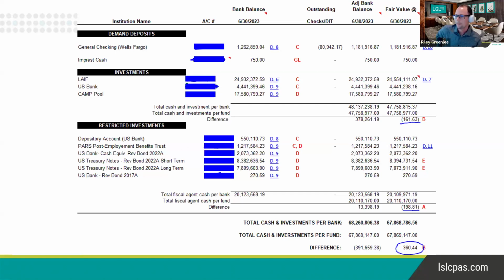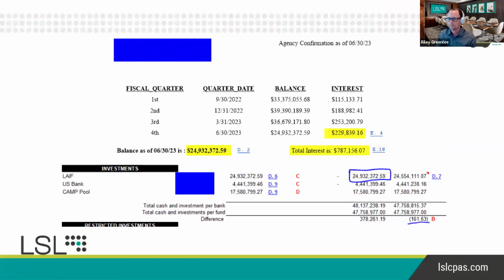So moving on to our next slide, I wanted to show everyone a quick example of a confirmation here as well, and how we recalculate that fair value that we were talking about on that last slide. I chose LAIF in this context because I think it's the easiest one, and most organizations here, I would bet, have LAIF.